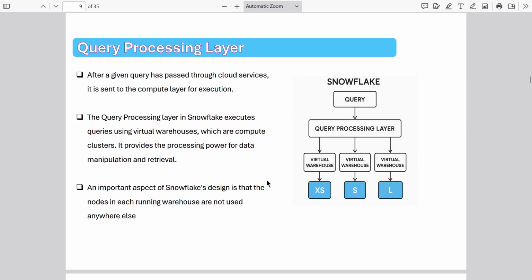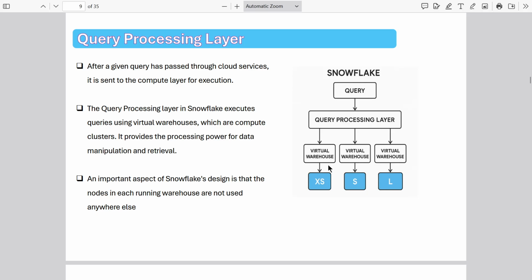Now the query processing layer. You can see one very interesting thing: Snowflake uses t-shirt sizes for their compute, like extra small, small, large. They use this naming convention in their company to denote how much size your warehouse is. So that is represented by the t-shirt size names.